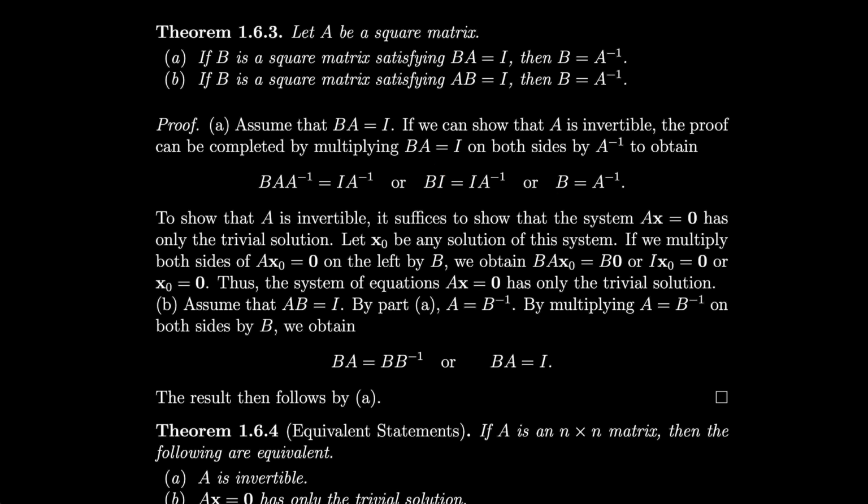To show that A is invertible, it suffices to show that the system AX equals 0 has only the trivial solution. So let's let x naught be any solution of the system.